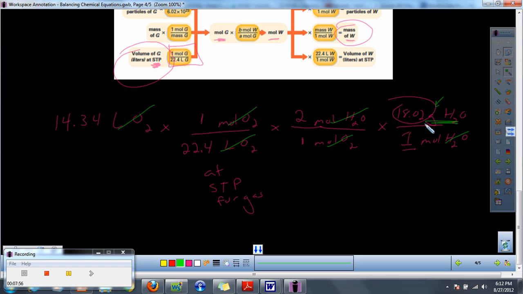Okay, so in your calculator, plug in 14.34 times 2 times 18.02 divided by 22.4. And so you should get 23.07 grams of water. This is your theoretical yield, which is the amount of product that you should form given that all of your limiting reagent, i.e. not excess reagent, is used up, presuming that there's a full reaction of that limiting reagent. All right, which we'll talk about in our next video.